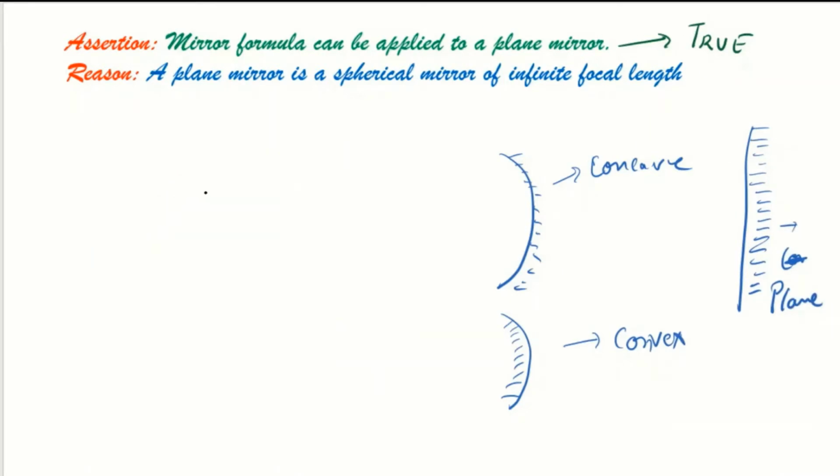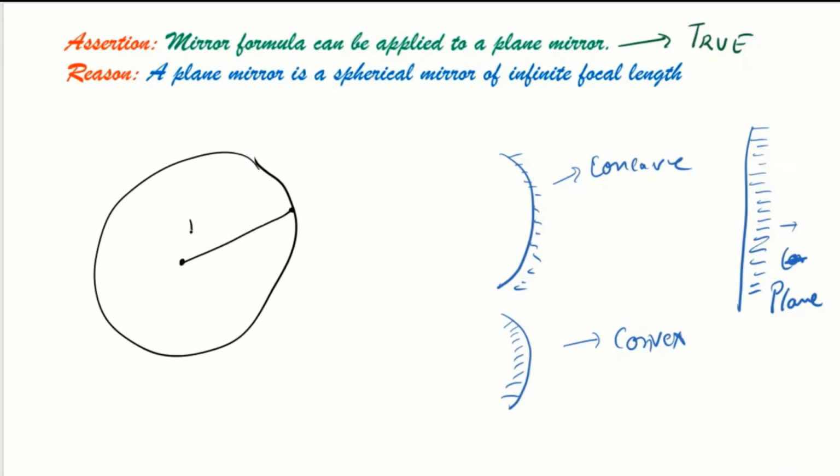If we want to make a spherical mirror, but this hollow glass sphere that we are choosing is a very large sphere with a very large radius of curvature, and we cut a very small portion of this glass, then in the mirror that we obtain we will not be able to observe any curvature because the radius of curvature is very large, so it will look like a plane mirror. So we can say that a plane mirror is also a spherical mirror with infinite focal length. This means the reason is also true.